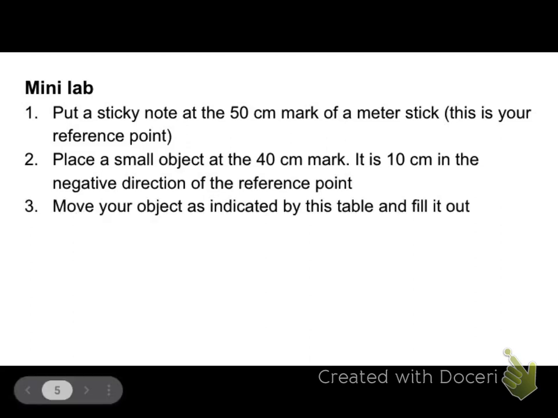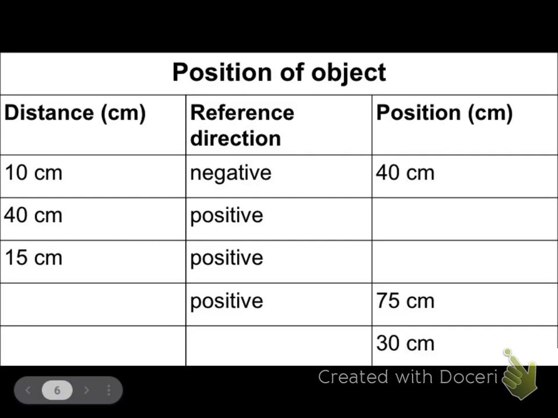And we're going to fill that out on our chart, which looks like this, which is actually already filled out for you. You can see the first line there, right? 40 on the 40 is 10 centimeters to the negative. So what you're going to do is attempt to fill out the rest of this chart using your object and your meter stick.